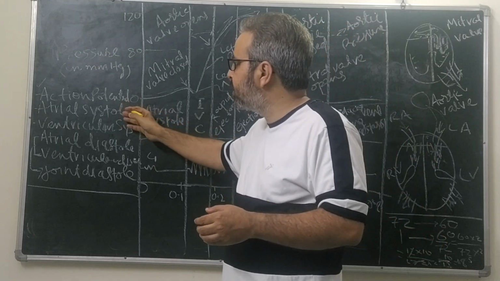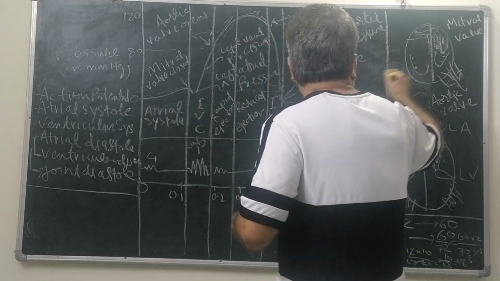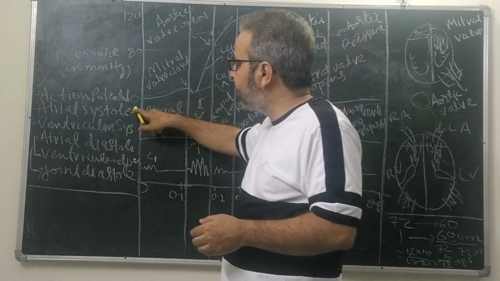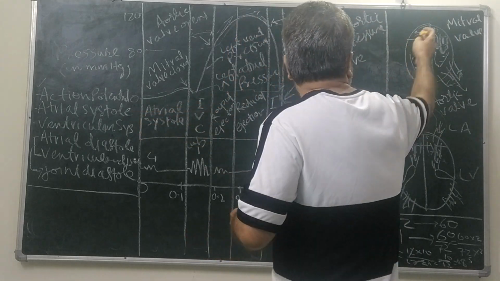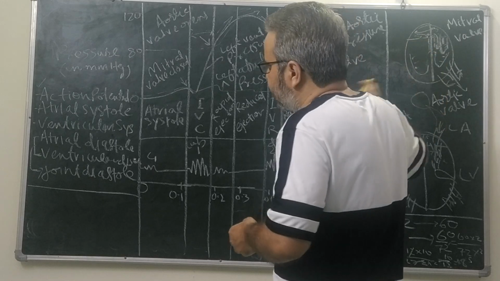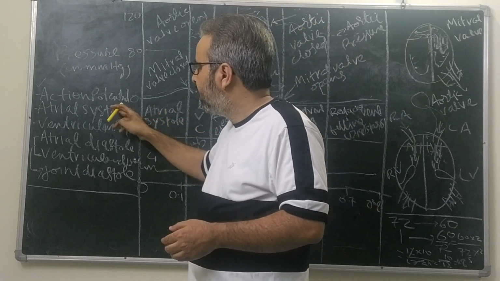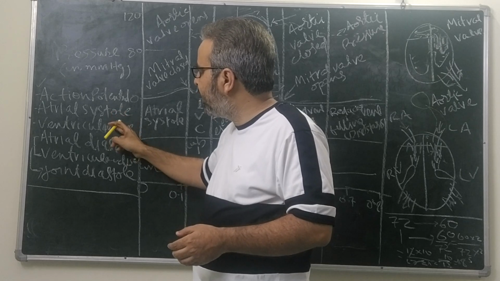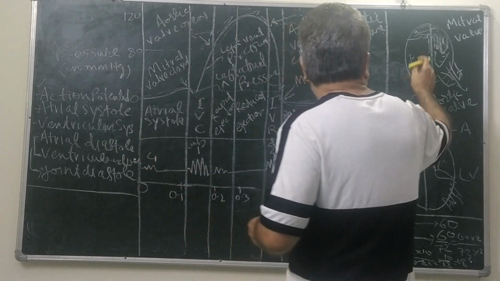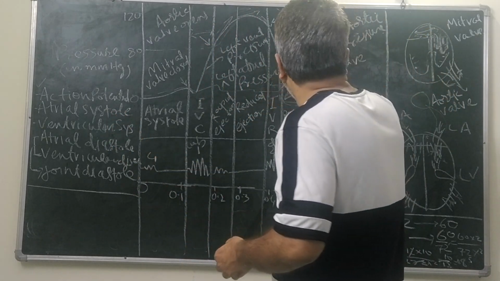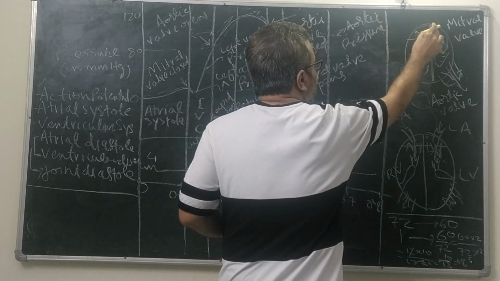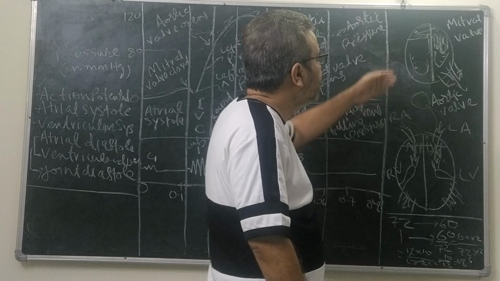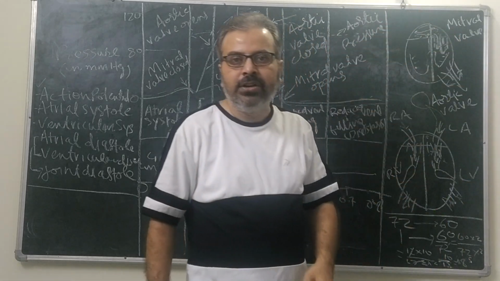Atrial systole is the first thing that happens, through the spread of the SA node current. After atrial systole, when the current spreads further, it causes the contraction of the ventricles. So after atrial systole comes ventricular systole. But while the ventricle is in systole, the atrium does not stop, because there is a delay between atrial systole and ventricular systole. That gap or delay is used by the atrium for its diastole.